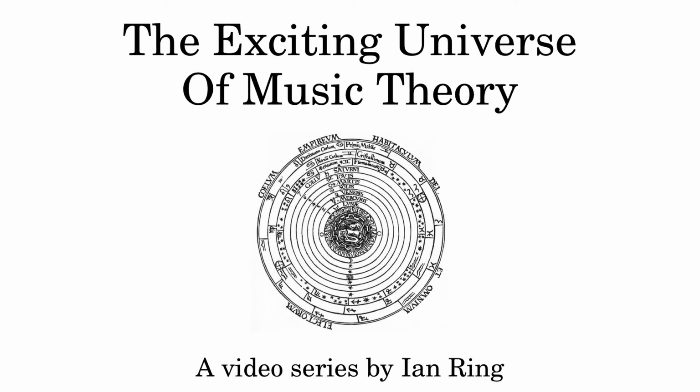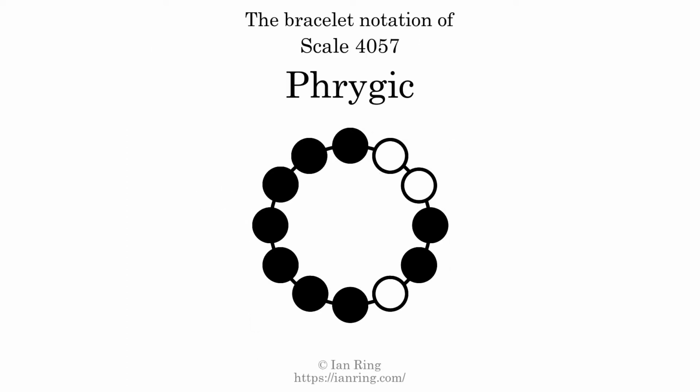Welcome to the exciting universe of music theory. Are you ready to learn? Then let's begin. Today we will talk about scale 4057, Phrygic, which sounds like this.